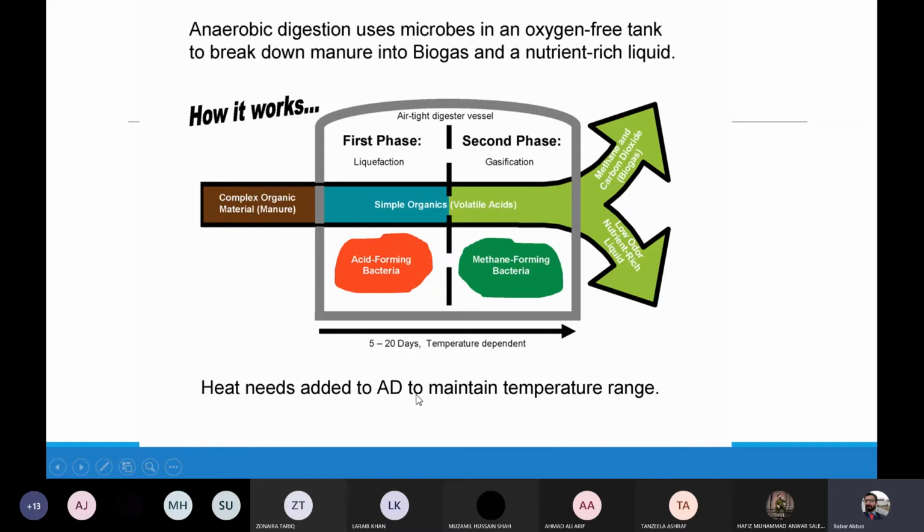Heat needs to be added to the anaerobic digestion to maintain temperature ranges, and this is the timeline which is required for the completion of this process. It can be controlled by changing the controlling factors.